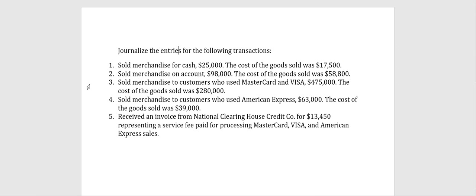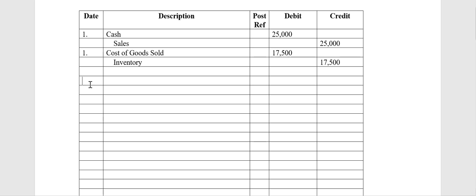In the second transaction, they tell us that we sold merchandise on account for $98,000. The cost of the goods sold was $58,800. So they are telling us that we sold it on account, so we know that it's not cash that's going to be involved, but rather accounts receivable, which is that holding place for cash. There were no credit terms that were stated here, so we're going to record it at the full $98,000 value.